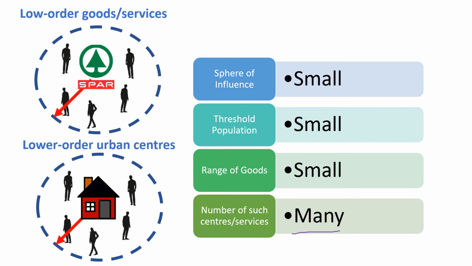So when you're looking at small towns or small businesses that sell low order goods, the sphere of influence is usually small, the threshold population is small, the range of goods is small, but there are many, many, many of those centers located around the place. And they can be located fairly close together. Think to yourself of how many ATMs there are. They're quite close together. Or say a McDonald's restaurant or KFC. There's many, many. Even on your way to school, you'd pass multiple of those.